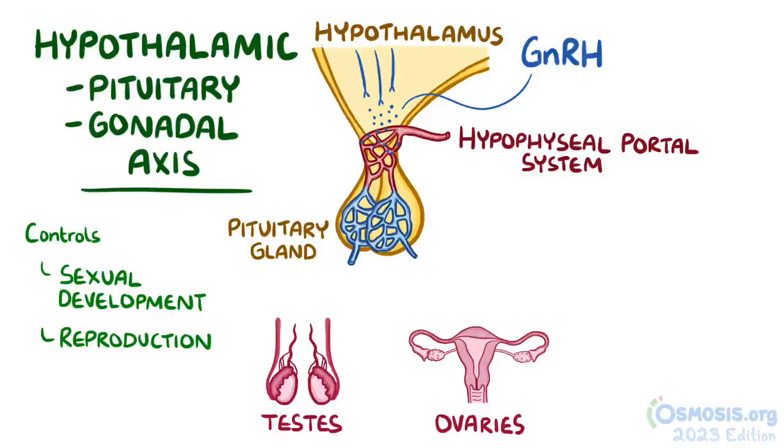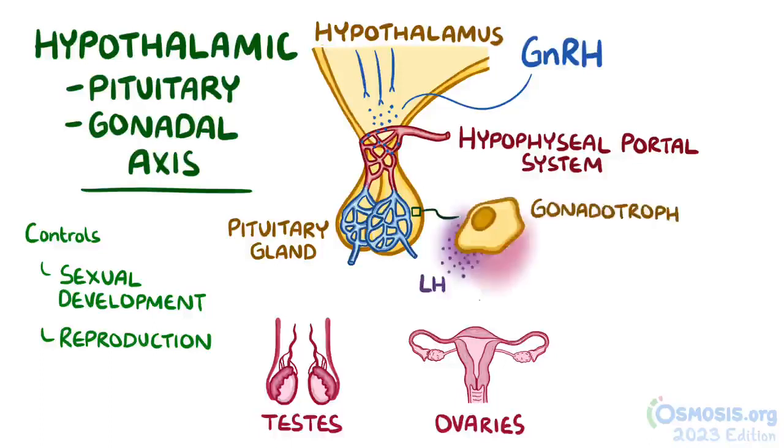When gonadotropin-releasing hormone reaches the pituitary gland, it stimulates cells in the anterior pituitary, called gonadotrophs, to release gonadotropin hormones, luteinizing hormone and follicle-stimulating hormone, into the blood. These gonadotropin hormones then stimulate the gonads to produce specific steroids, sex hormones.